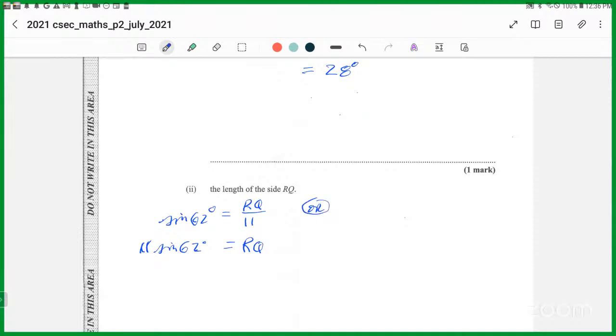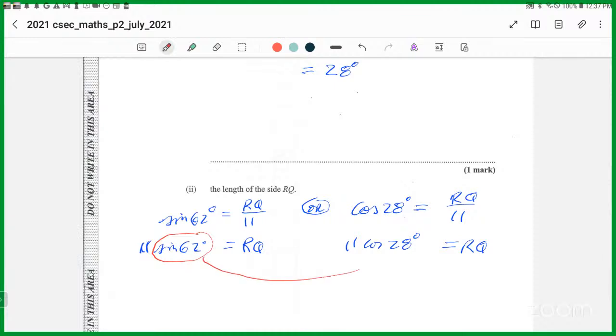Or if you're using the 28, it will be the cos of 28 equal adjacent RQ over the hypotenuse still. And then the RQ would be 11 cos 28 degrees. And that is why we say the sine of an angle is equal to the cosine of the complementary angle, because the 62 and the 28 are complementary angles. So the sine of this one is equal to the cos of this one.